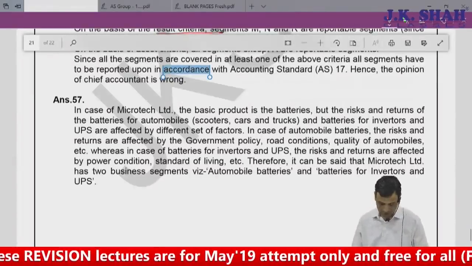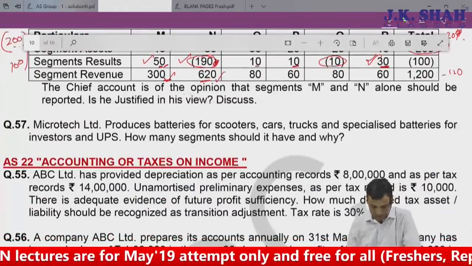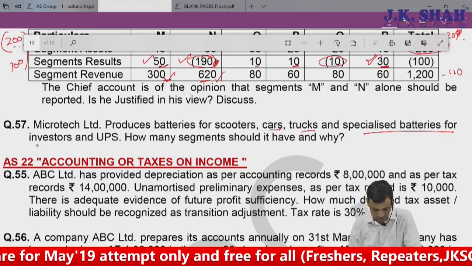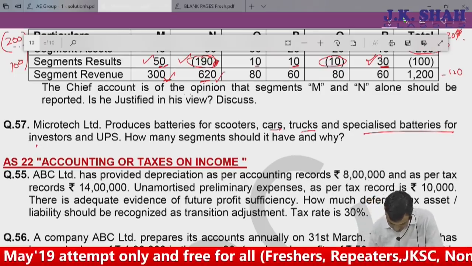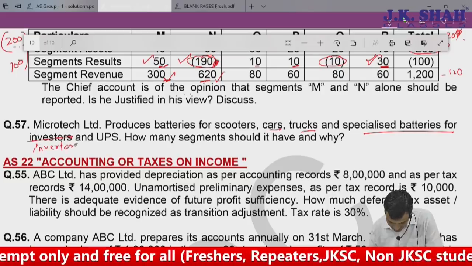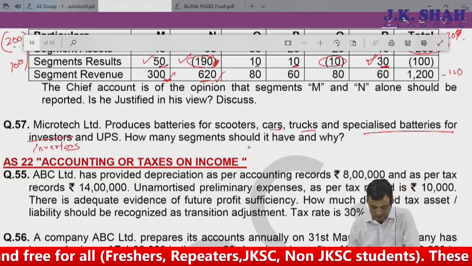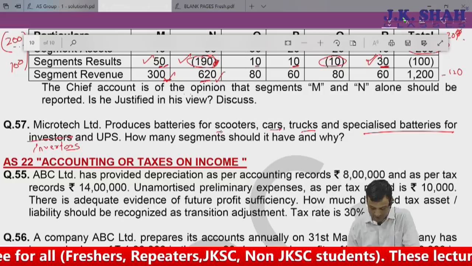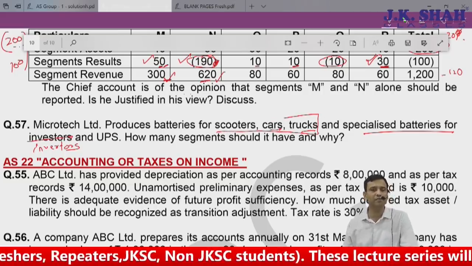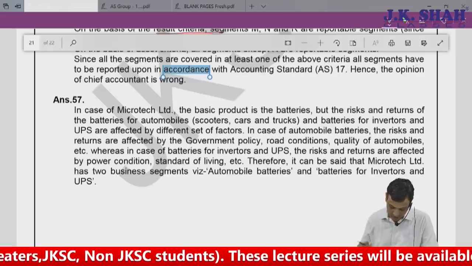Okay, the last question, same. Microtech Limited produces batteries for scooters, cars, trucks, and specialized batteries for inverters and UPS. How many segments should it have? As far as scooter, car and truck are concerned, they will have risk and reward with respect to that only, and inverters and UPS will have the same combination.